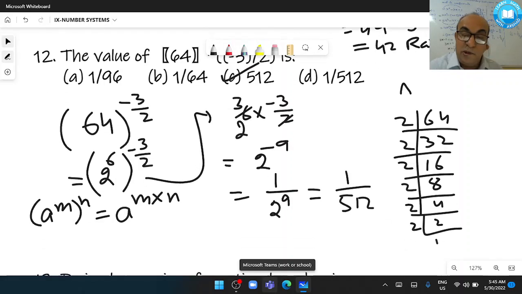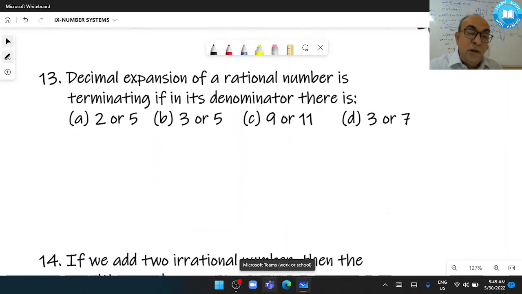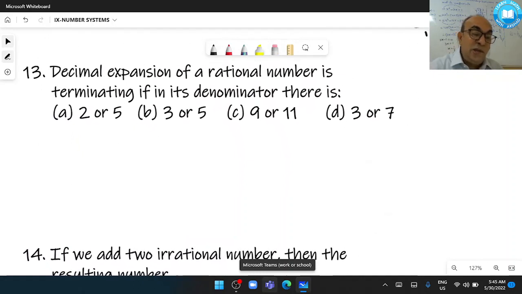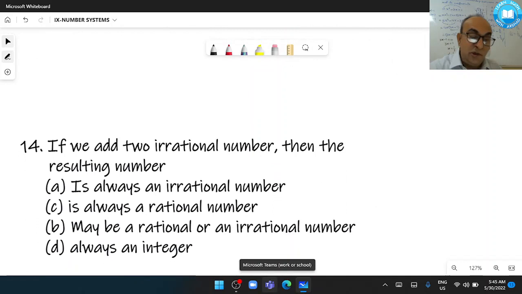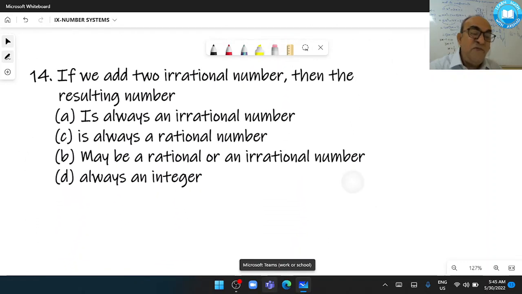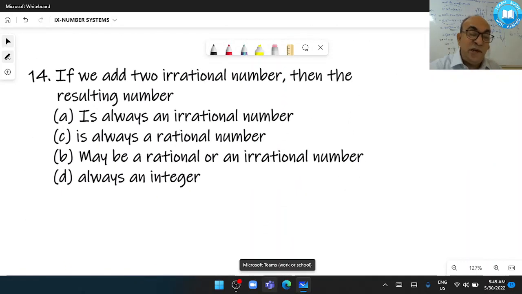Now the next question. The decimal expansion of a rational number is terminating if in its denominator there are only 2 and 5. So this is the answer. Now the next question. If you add two irrational numbers, the answer will be irrational, is it always irrational? Correct. First bit is the correct answer.